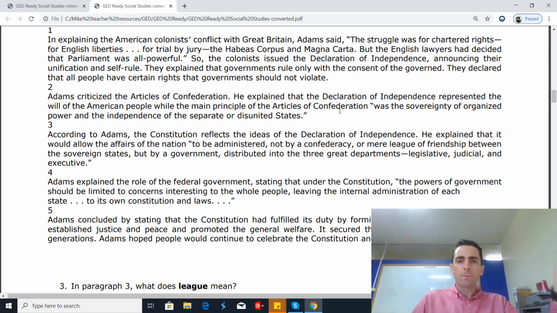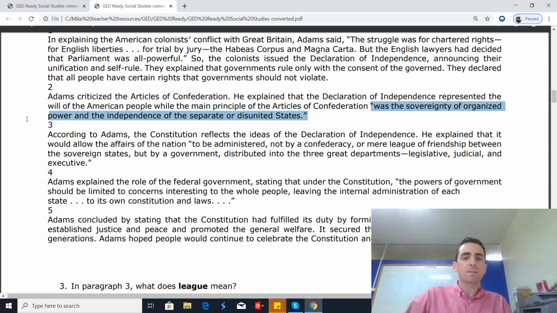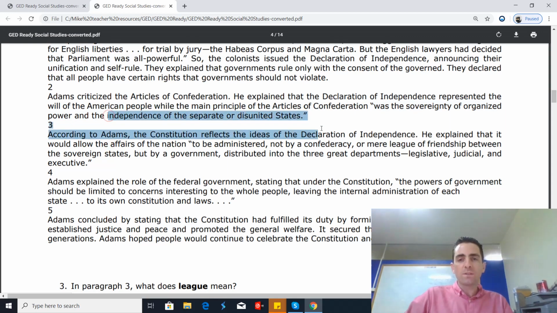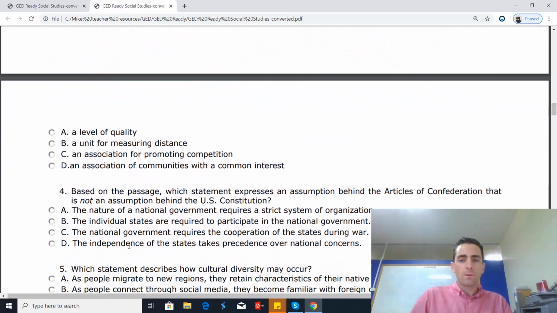Okay, so the main principle of the Article of Confederation was the sovereignty of organized power and the independence of the separate or disunited states. Okay, so this is the main principle here, according to Adams: the sovereignty, so the independence and right to rule of organized power, and the independence of the separate United States. So each state should be independent as well. So I would say that is the answer. Yeah, so I would go with D there.